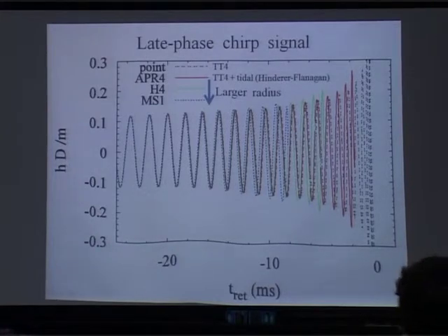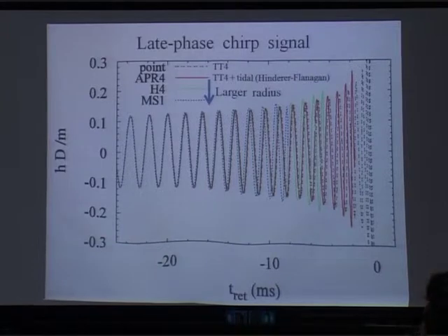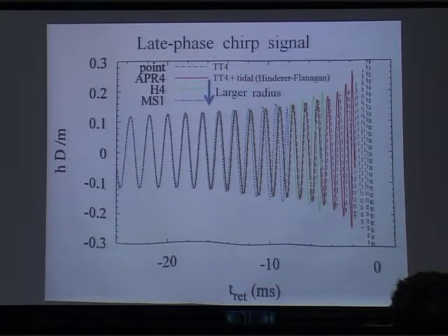So after this tidal deformation, there is no signal at all? So I stop the calculation at the contact of the two neutron stars. Yeah. This is post-Newtonian T4 plus the tidal deformation effect. Why would they stop earlier if you increase the radius? Because they start touching. If we perform a very accurate simulation, similar results can be obtained.